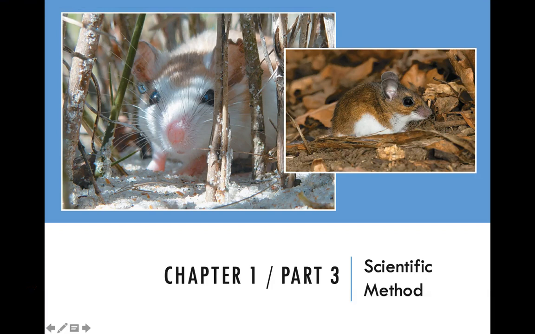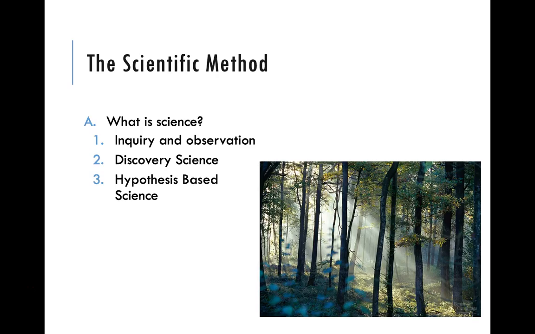In our final lecture for Chapter 1, we're going to be talking about the scientific method. The scientific method is a way to understand and explain the natural world. It's a method, or a set of steps, that scientists use to observe and then explain their observations in an attempt to answer questions.